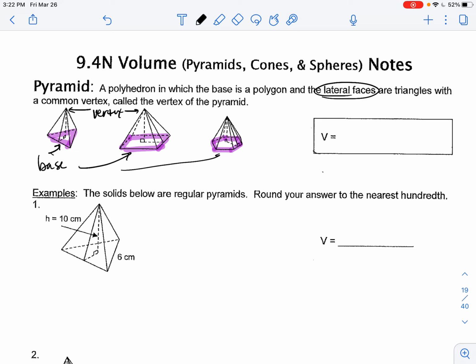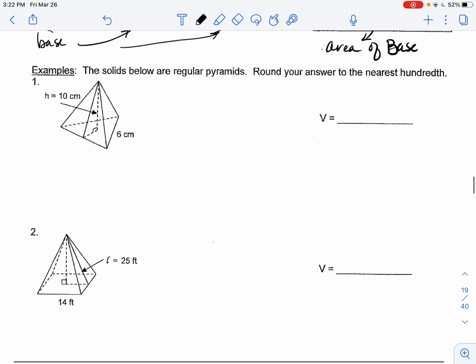And we can see we have a triangle base, a rectangle base, and I think this is a hexagonal base. The formula for the volume is 1/3 the area of the base times the height, and the h is the height. All right, so let's work through some examples. The solids below are regular pyramids. Round your answer to the nearest hundredth.